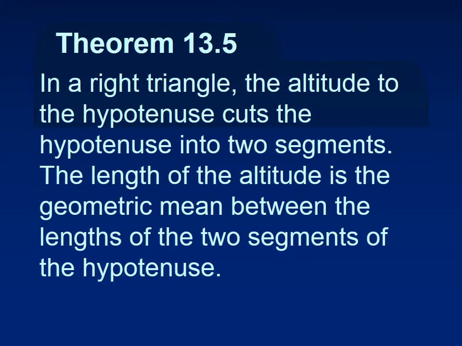Let's look at another theorem. In a right triangle, the altitude to the hypotenuse cuts the hypotenuse into two segments, okay? So that gives us two segments that create two separate triangles. The length of the altitude is the geometric mean, so that's important. The length of the altitude, right? That thing that's going from the right angle to the hypotenuse is our x, or our geometric mean, between the lengths of the two segments of the hypotenuse.